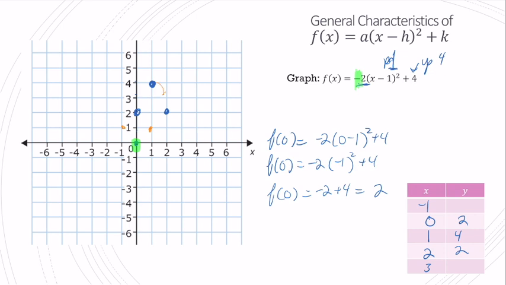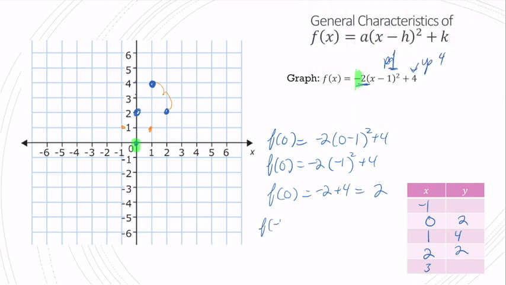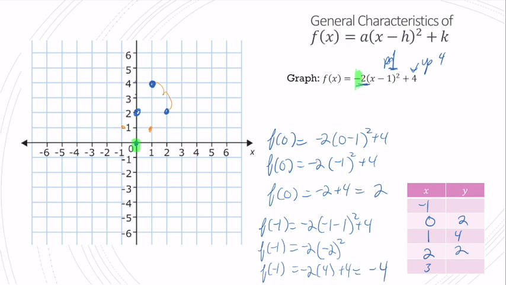Let's find one more value. When f of negative 1, I've got negative 2 times (negative 1 minus 1) squared plus 4. F of negative 1 is negative 2 times negative 2 squared, which is negative 2 times 4 plus 4. Negative 2 times 4 is negative 8. Negative 8 plus 4 is negative 4. So this is going to be my new value: when x is negative 1, y is negative 4. It'll be the same thing when x is 3. So this is my new parabola.